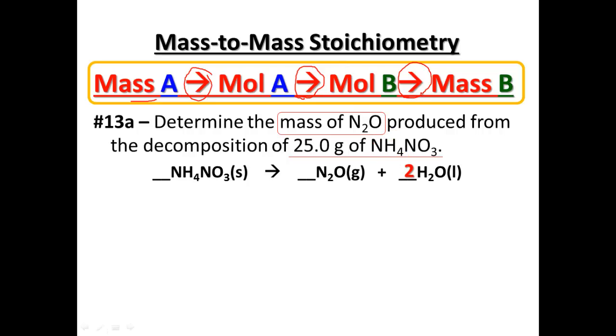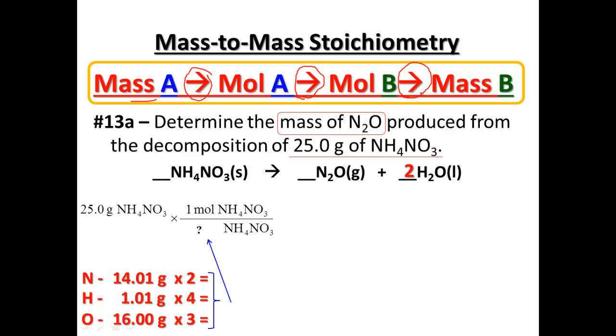So to balance our chemical equation, we only need a 2 in front of the water. So our step 1 is what we start with, what we know: 25 grams of ammonium nitrate. To go from ammonium nitrate, we first always need to get to our moles, so we need to use the periodic table to find the molecular mass of ammonium nitrate. 80.06 grams is the approximate molar mass.